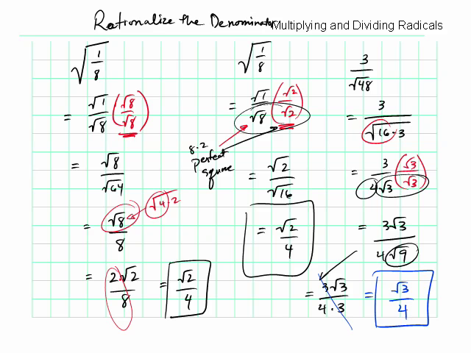Another approach would have been to multiply the original problem by square root 48 over square root 48, but then you'd have to deal with some larger numbers, and you'd still have to reduce the radical anyway. So either method still will work and get you the correct simplified radical.